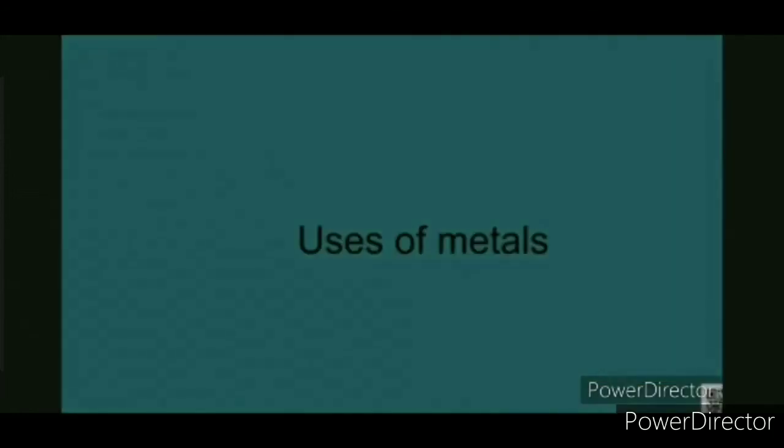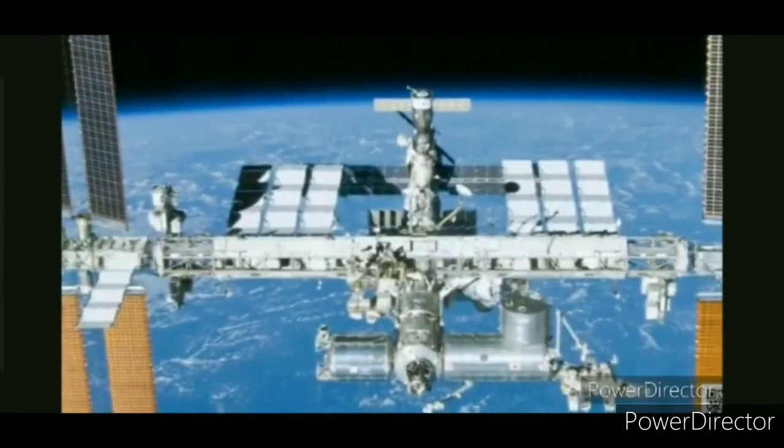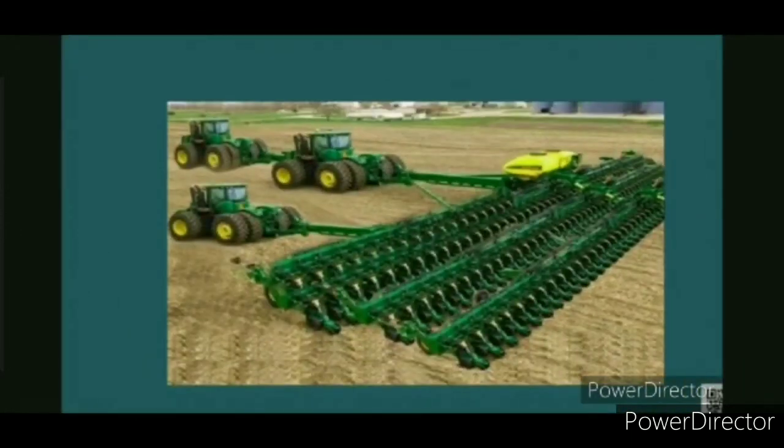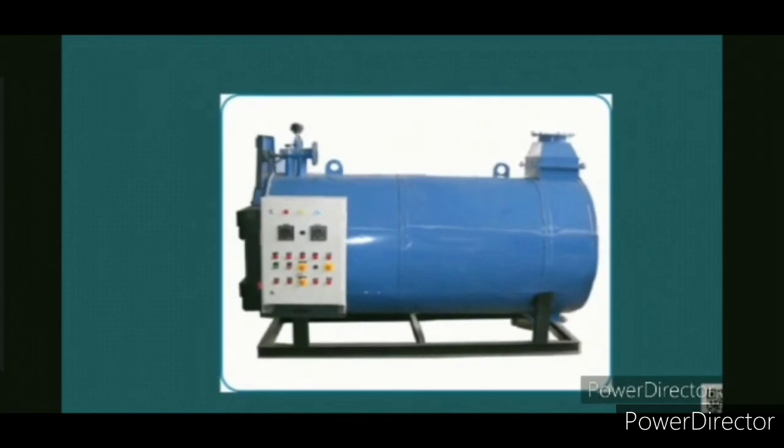Now, uses of metals. Metals are used in the manufacturing of different machines. Metals can also be used in the manufacturing of vehicles, aeroplanes, satellites, different industrial equipment, utensils and water boilers, etc.